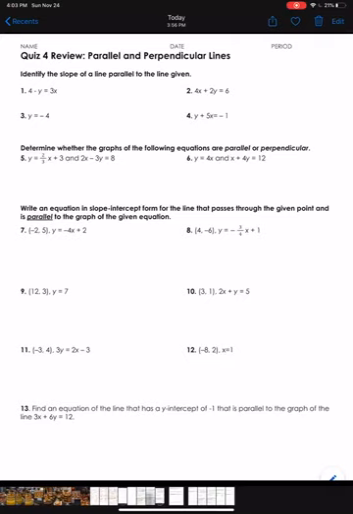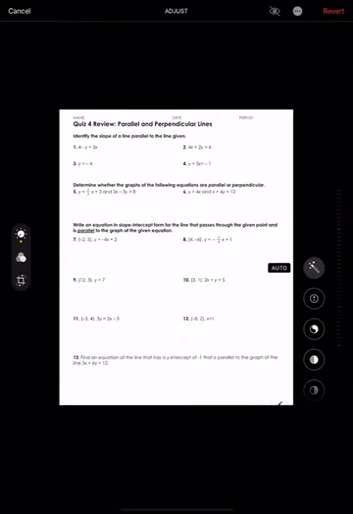Quiz review, parallel and perpendicular lines. What we're doing here is writing equations of a line given a line that is parallel or perpendicular. Just as we did for our last section and our last quiz of writing equations of lines, we're going to follow the same 3 steps: first, identify the slope; second, find the y-intercept; and then, once we have the slope and the y-intercept, plug them into slope-intercept form. So I'm just going to jump right in here.